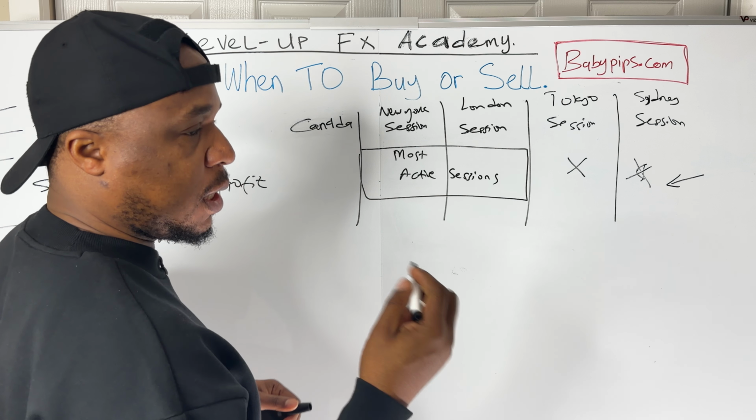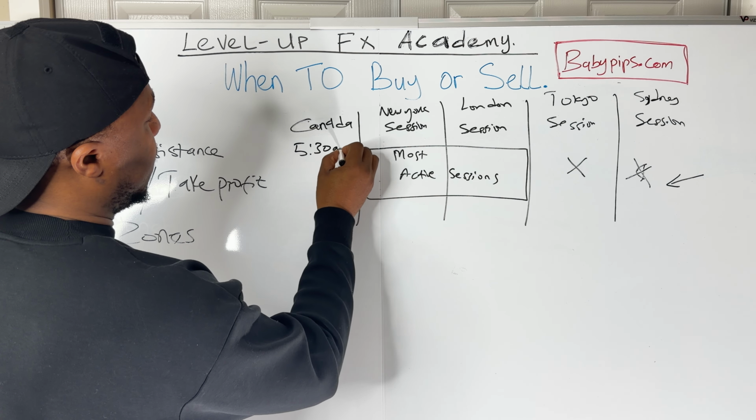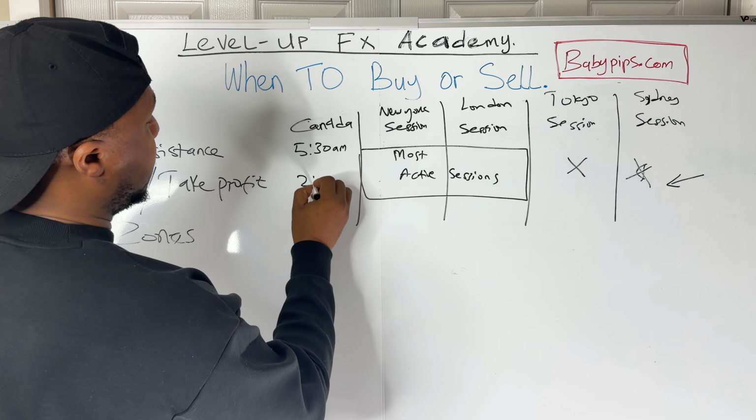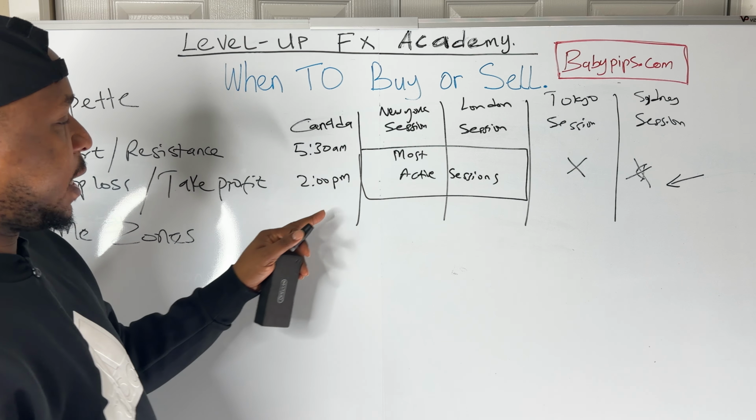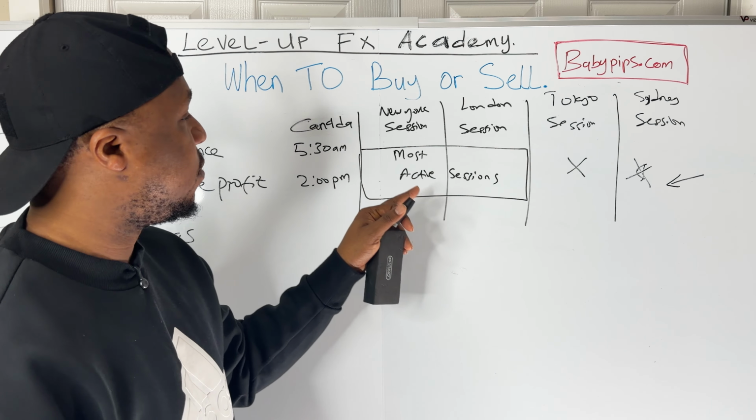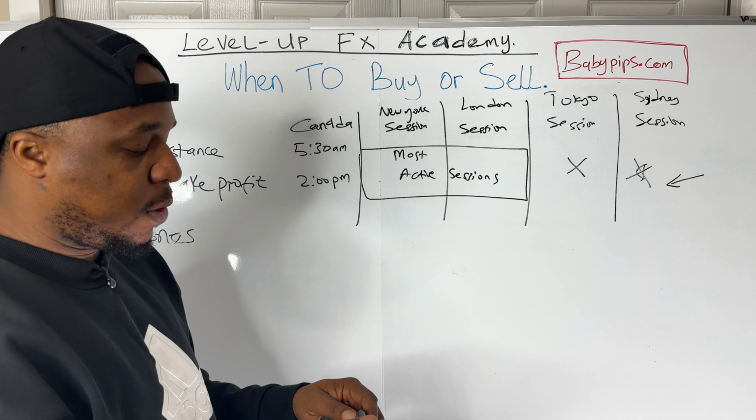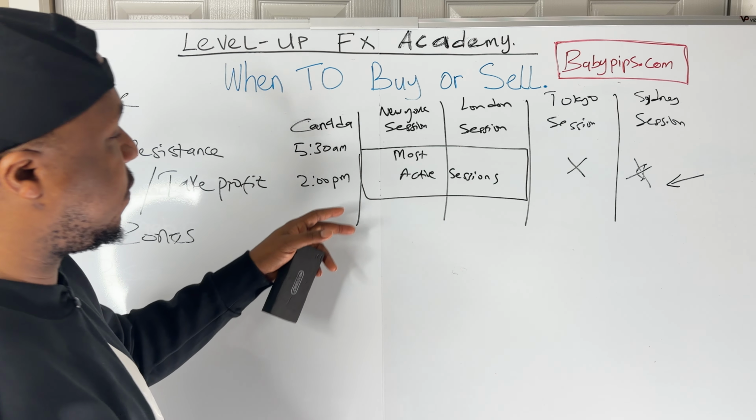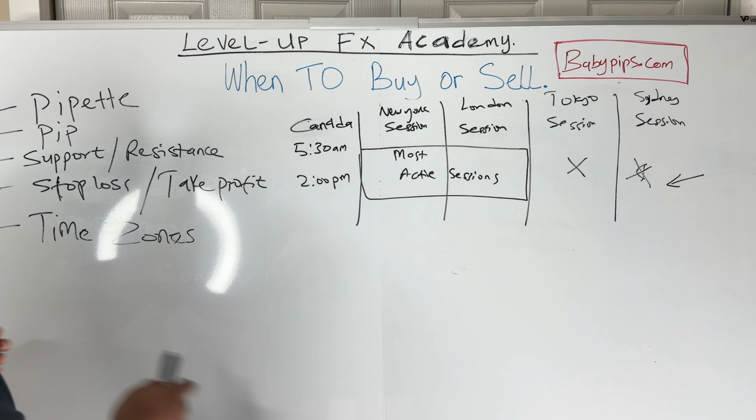For me here in Canada, I trade between 5:30 a.m. to 2 p.m. That aligns with the New York session and the London session. So anywhere you are in the world, you need to align yourself to when to trade. That is it for the trading zone.